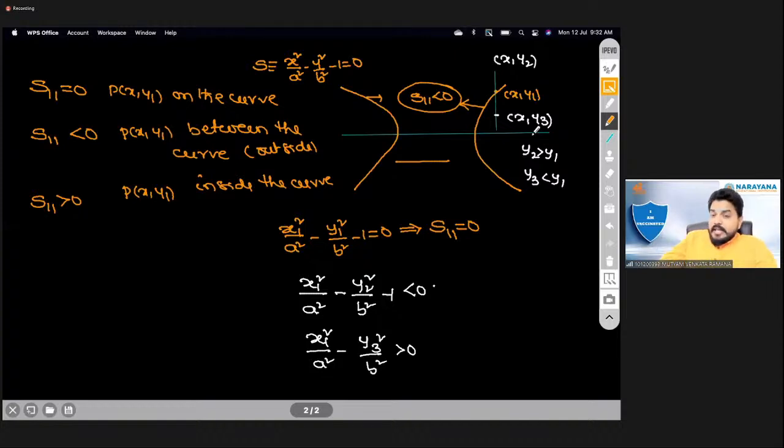When it comes to the parabola, this is clearly inside, this is outside, we can say. But when it comes to the hyperbola, it divides into three regions. This is region 1, this is region 2, this is region 3. Region 2, which is between the curves, we treat as outside, and that is S11 negative.